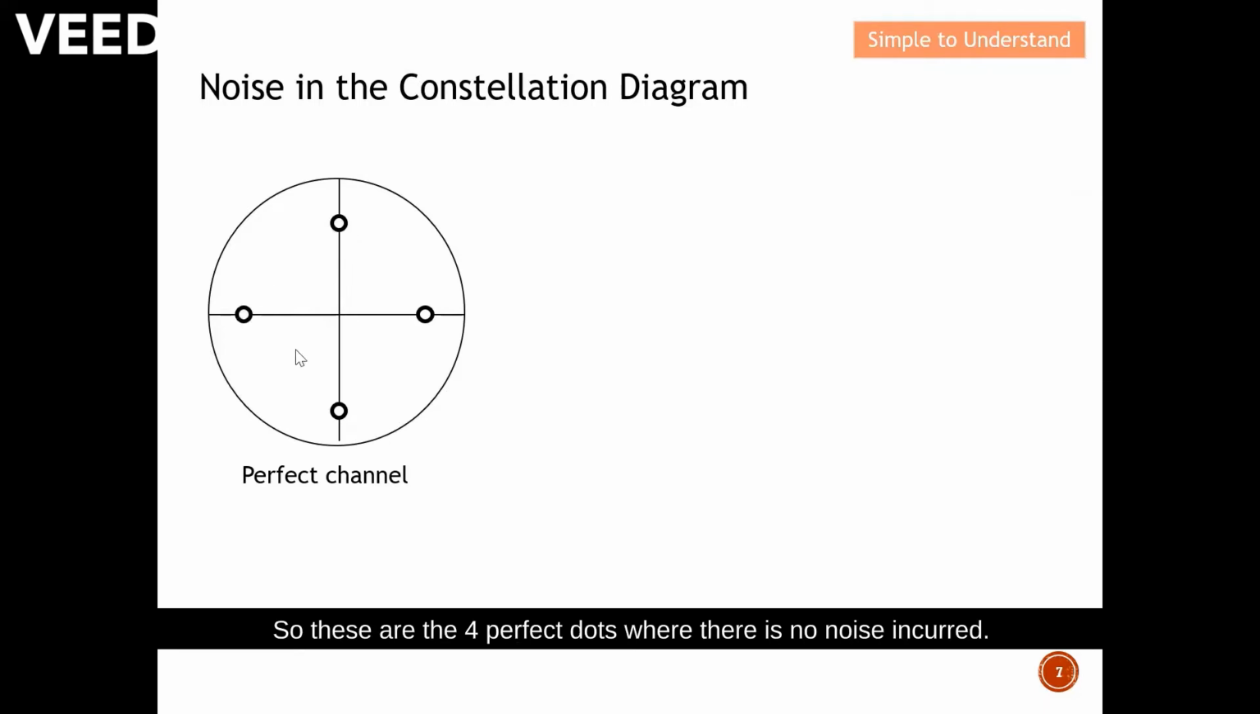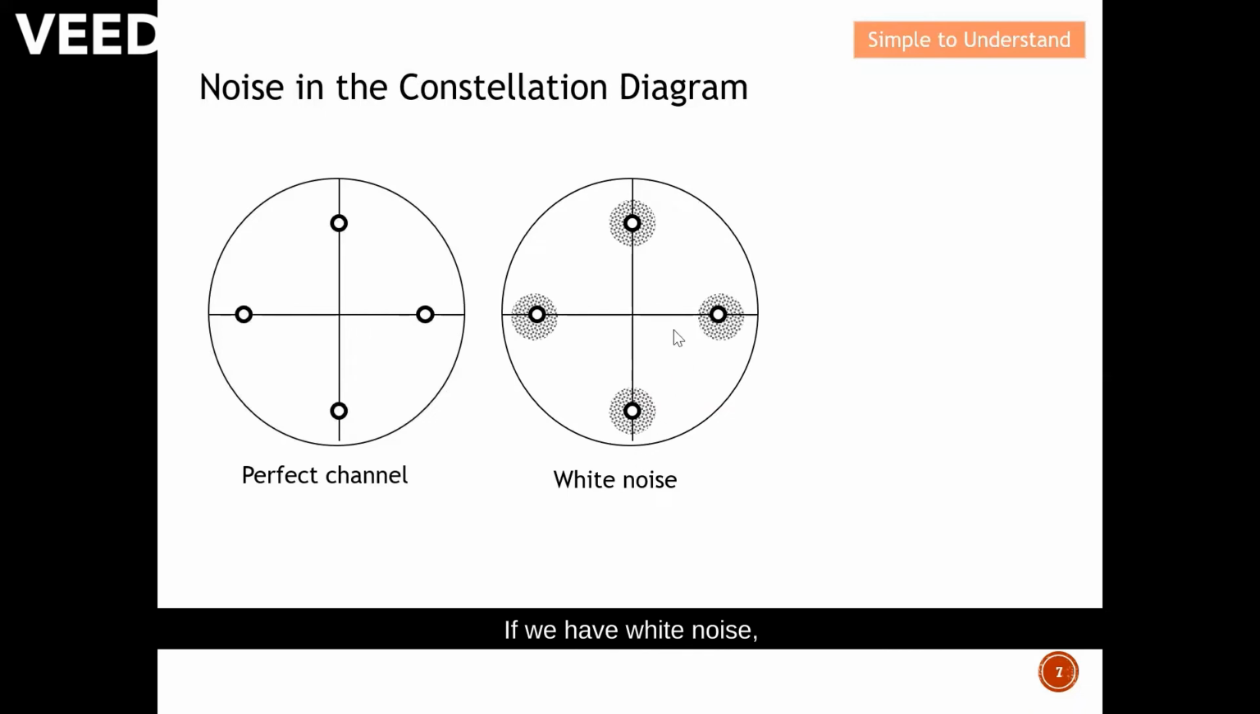So these are the 4 perfect dots where there is no noise incurred. Remember, for QPSK there are 4 dots. The dots indicate a perfect channel where there is no noise at all. If we have white noise, can you see all these little dots hovering around the perfect channel? So this actually introduces some noise in this constellation diagram.